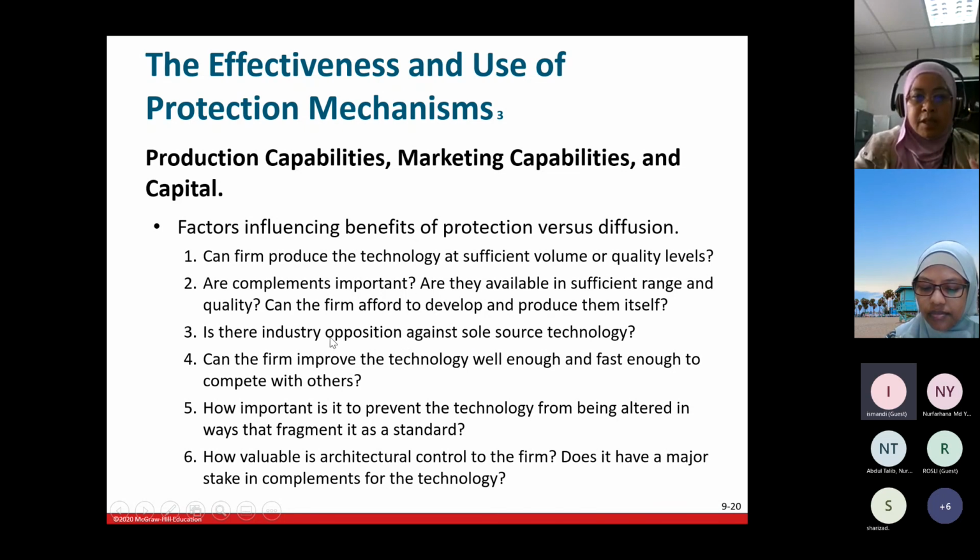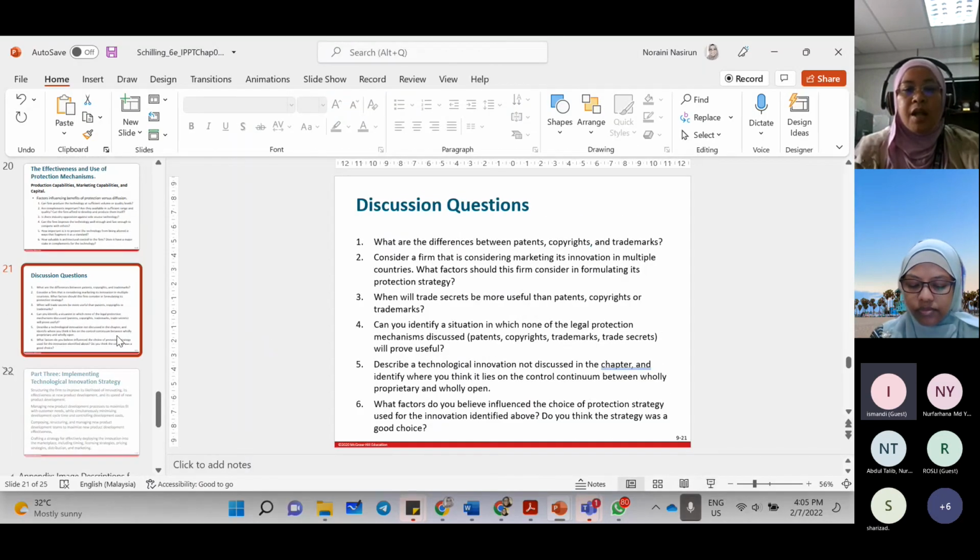If you know that the opposition goes against this, then you should diffuse. Can the firm improve the technology well enough and fast enough to compete with others? All of this you can start to answer by yourself. There are things that need to be kept, and there are things that need to be released, depending on the situation. So these are the questions that you, or the firm, can ask themselves to decide whether they want to protect or diffuse. And that's it for this chapter.